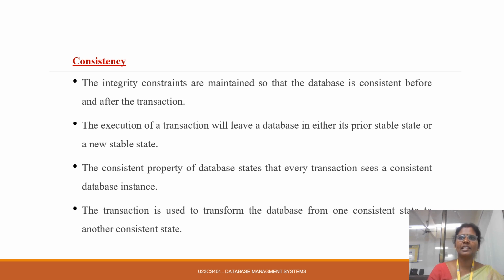So the execution of a transaction will leave the database either in its prior state or a new stable state. When it is committed, it goes to a new stable state. When the transaction is aborted, it goes to the prior stable state. So the consistency property of the database states that every transaction results in a consistent database instance.